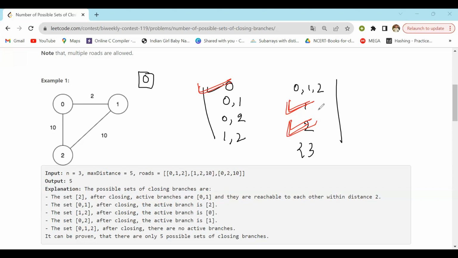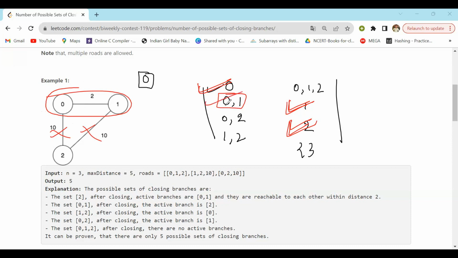Now let's say we discuss this 0, 1. So if we have 0, 1, right? 0, 1 has this structure. This 2 is not there, so these two roads are not there. Any road connected to 2 is cancelled. So the distance here is 2, which is less than our max distance 5.